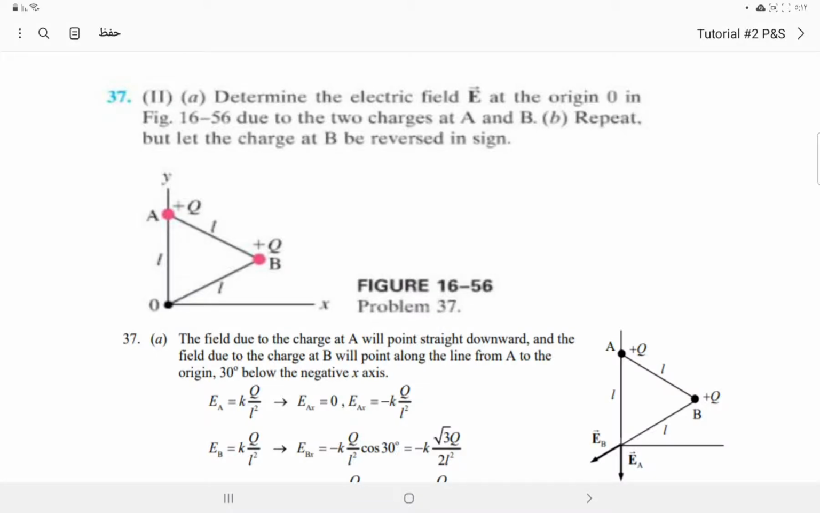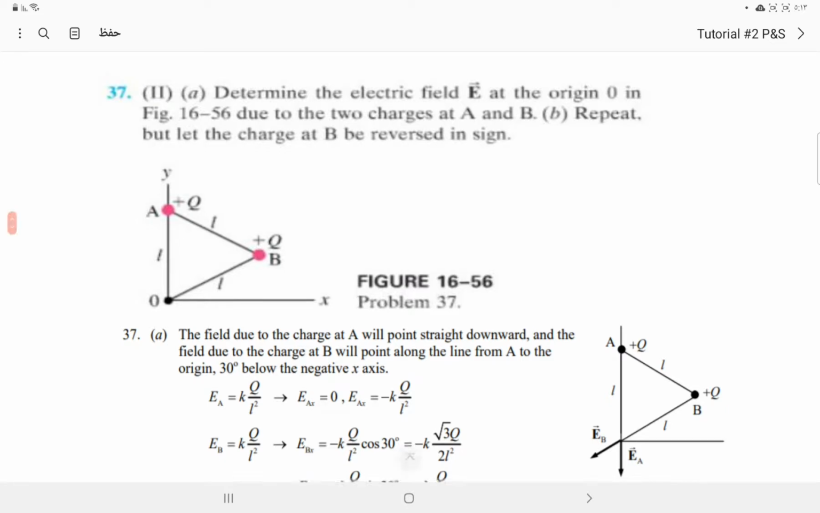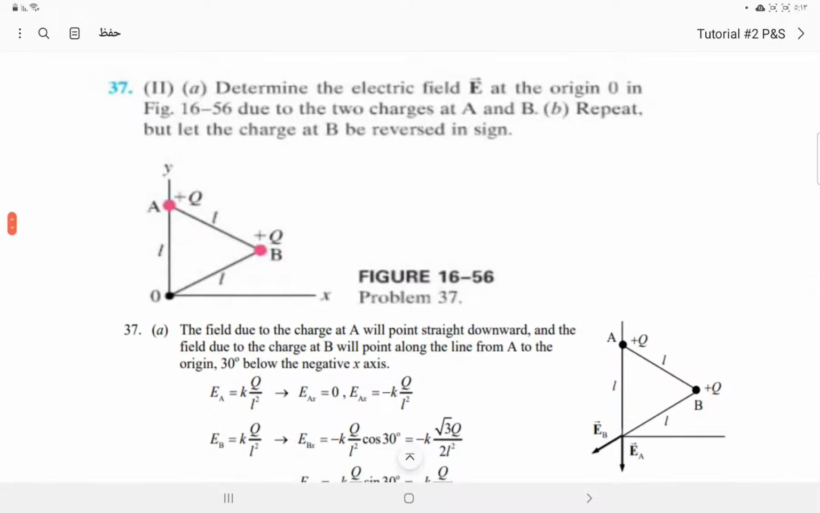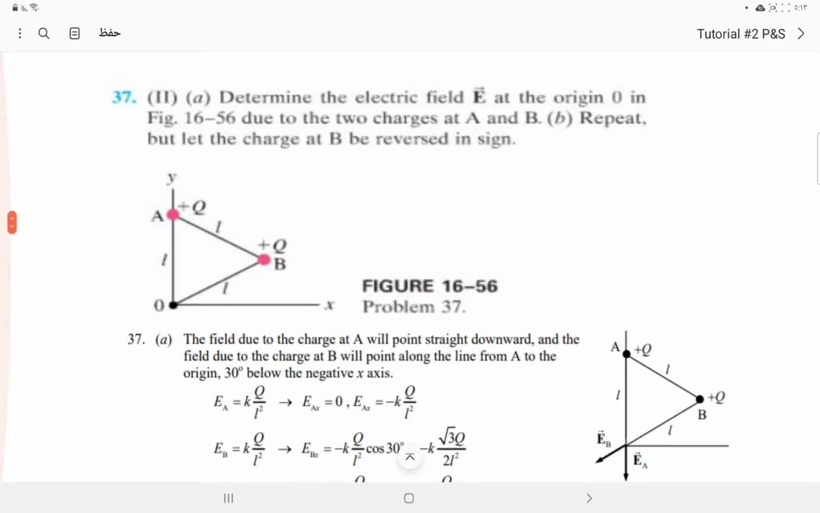Dear students, now we'll move to problem number 37 in tutorial number 2. In this problem, let's read the question first and then we can answer it easily. Determine the electric field E at the origin O. This is the origin O.